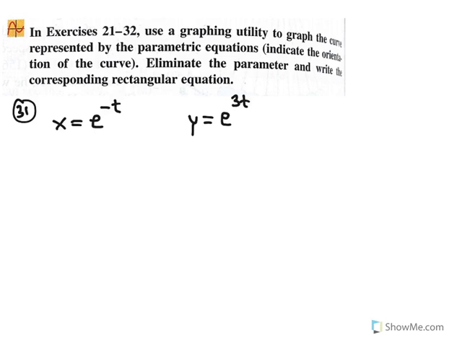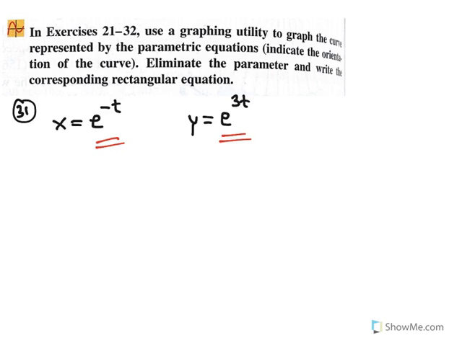So here we take a look at number 31, and we want to eliminate the parameter and write the corresponding rectangular equation. So the 2 previous problems, we used the Pythagorean identity sine squared t plus cosine squared t is equal to 1. A more standard approach is to solve for t in one parametric equation and substitute for t in the other equation. So what we do in this particular problem is closer to the standard approach, but we're not going to be solving for t because it's not necessary, because you'll notice something about these 2 parametric equations.